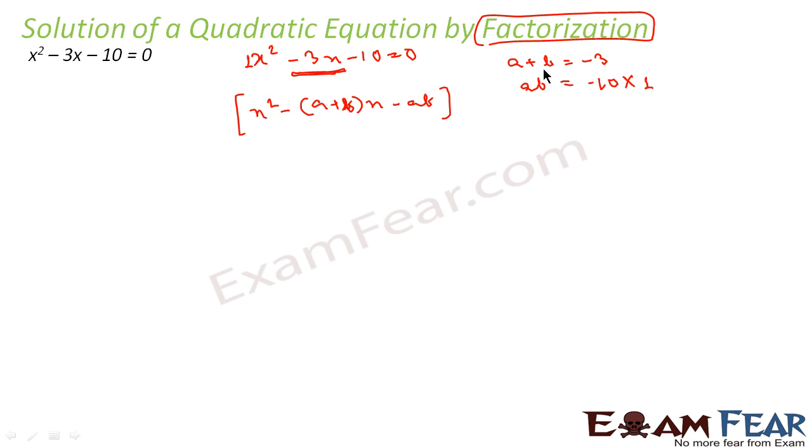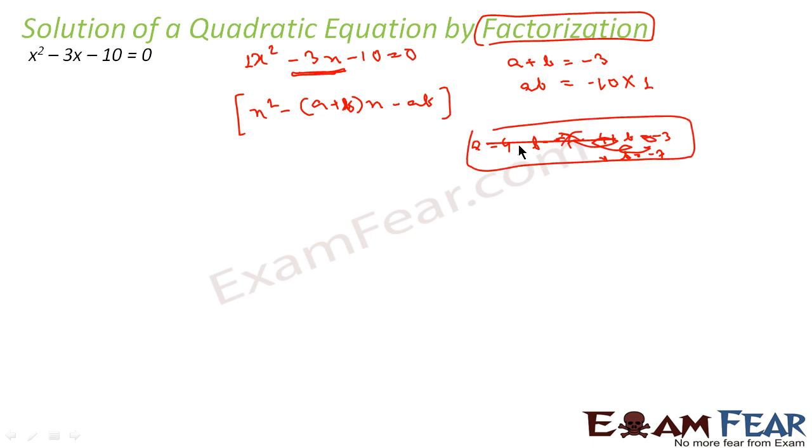Let's find numbers where a plus b is equal to minus 3 and ab is equal to minus 10. Let's assume a is equal to 4. If a is equal to 4, then 4 plus b is equal to minus 3, so b is equal to minus 7. A plus b is equal to minus 3, but ab, if you multiply, you get minus 28. This is not possible, so I'll cancel this.